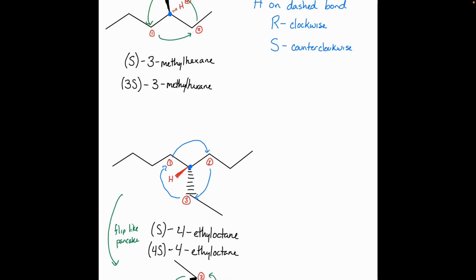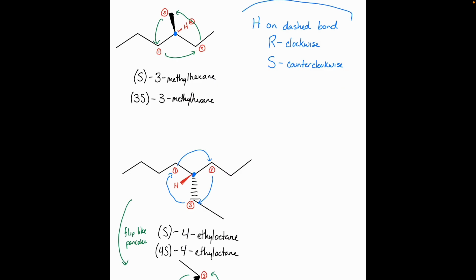But yeah, so what we can say is, if our H is on a dashed bond, we have our normal rules. But if H is on a wedged bond, we're just going to switch around our rules so that R is now counterclockwise and S is clockwise.